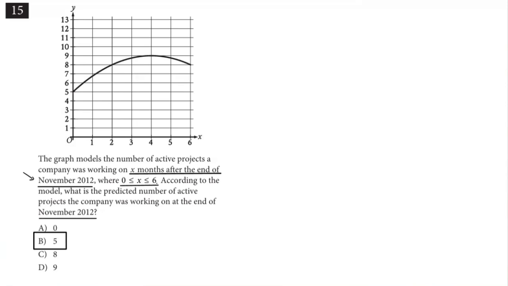But you've got to be careful with questions like these. Maybe you can overlook and think that they're asking about the end. By that, you might make a mistake of picking 8 as your answer. But it all started at the end of November 2012, and they are asking about what were the active projects at that time. So 5 is the correct answer.